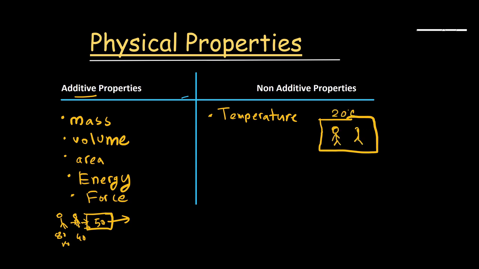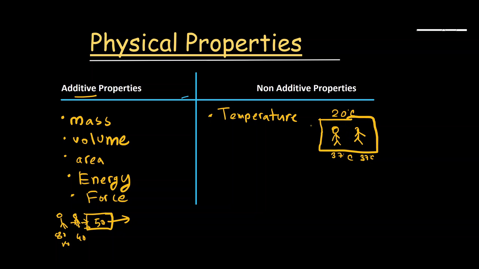Now, if you know that body temperature is like 37, so this guy is 37, this guy is 37, right? Now, just think about it. When you have 2 people in the room and they have their own body temperature, does the room temperature change? It doesn't. So the room temperature stays the same regardless of the people that are inside this room.